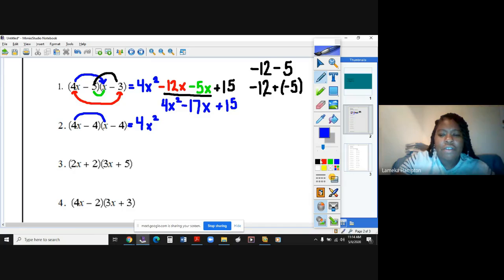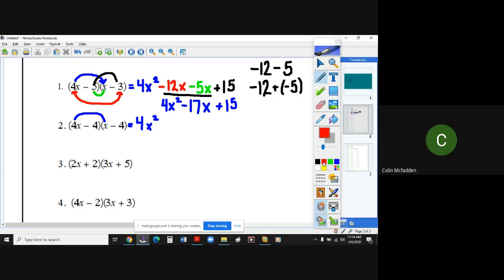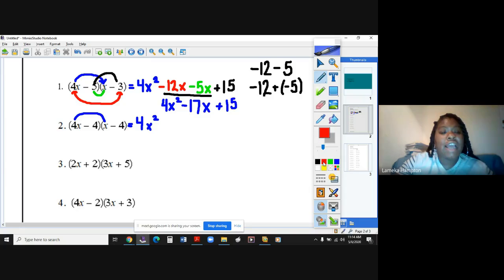All right. What are the next 2 terms that I'm going to multiply? The negative 4 and negative 4. No, those are my last terms. So I'm going to do outer. What 2 terms are my outer terms? The 4x and the negative 4. Very, very good. You are cooking with gasoline today. Just for anybody that's following along, I'm sorry, negative 4 times 4x. That's going to give me a negative 16x.